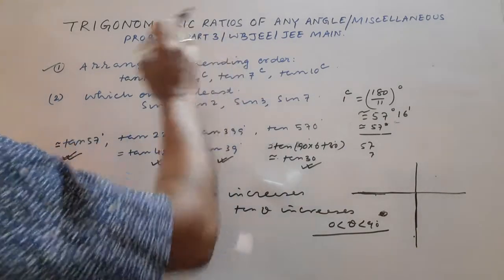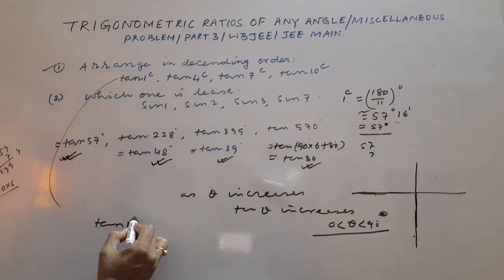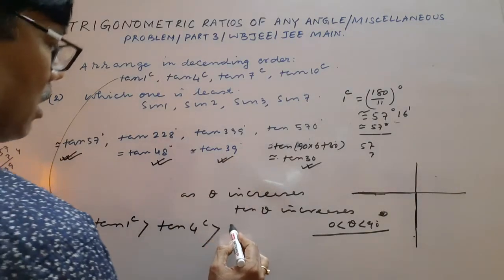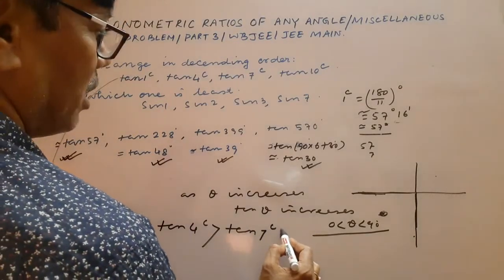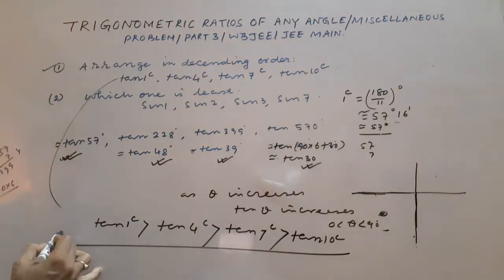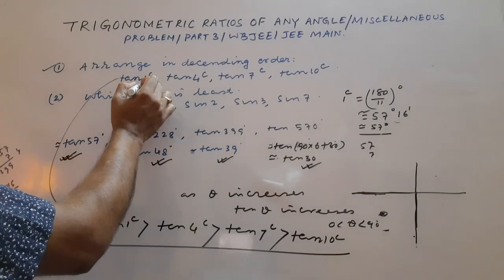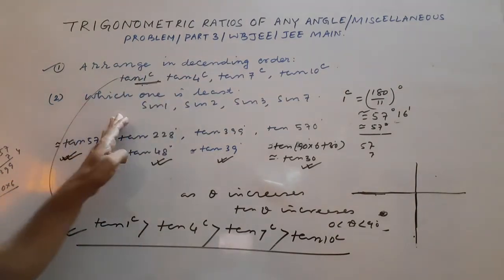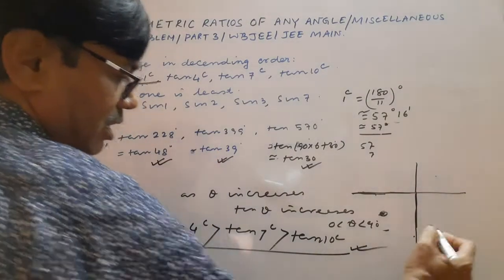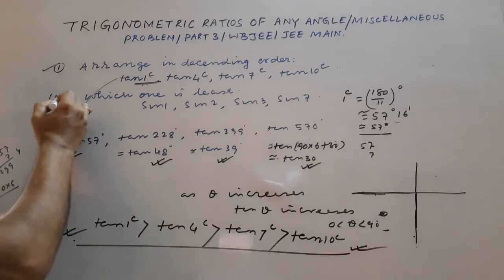So what is the greatest value? Descending order: tan 1 radian is greater than tan 4 radian, greater than tan 7 radian, greater than tan 10 radian. So this is a conceptual problem. It is given in radian, so we are transferring it to degree, then finding the value, and this is the descending form. Now problem number 2.